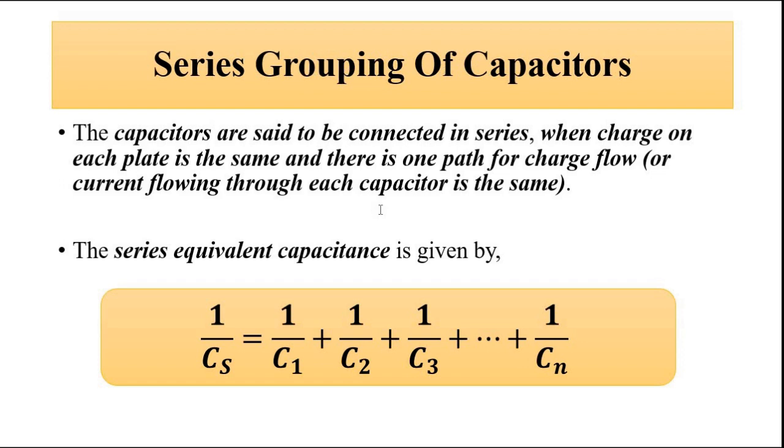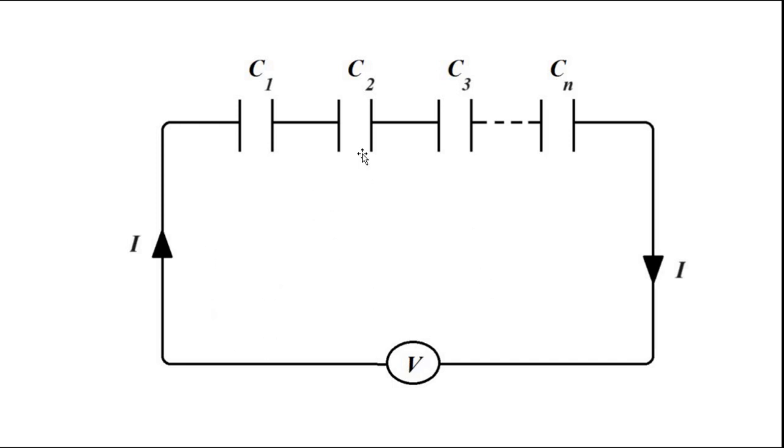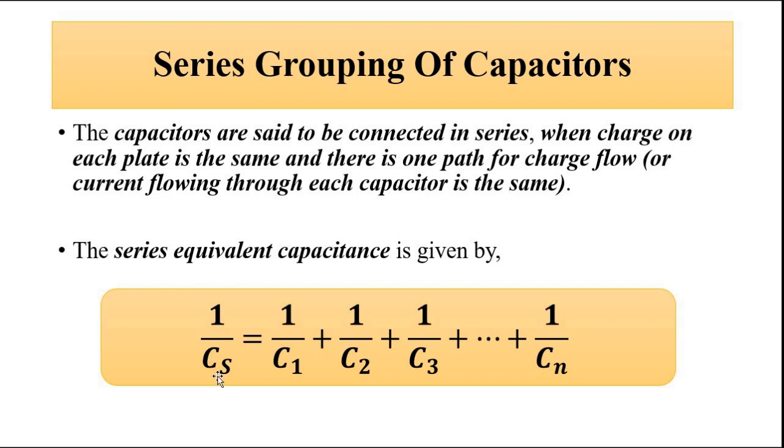Multiple capacitors are said to be connected in series when the charge on each plate is the same, or the same current flows through it. The series equivalent of multiple capacitors connected in series, here C1, C2, C3 up to the nth capacitor connected across a potential difference V, is given by 1 by Cs, where Cs is the series equivalent, that is equal to 1 by C1 plus 1 by C2 plus 1 by C3 up to the nth capacitor. So the reciprocal of the individual capacitances. Here, not going into the derivation, I am simply stating it directly to review.